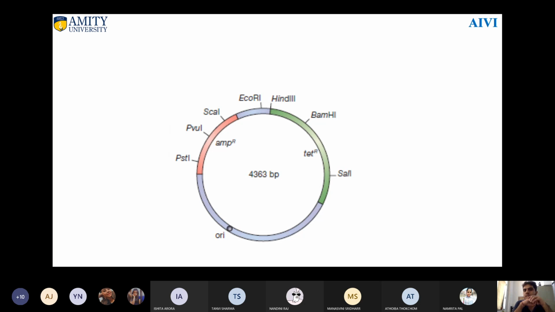It has another property, that it has an origin of replication in it. So this is the origin of replication site. This you need. This is a map of this vector. So in the map of this vector, as we mentioned, it has the ampicillin resistance gene and the tetracycline gene. And with that, you need an origin of replication. If there is no origin of replication, it is not going to sustain itself within the cell. So it has the origin of replication.